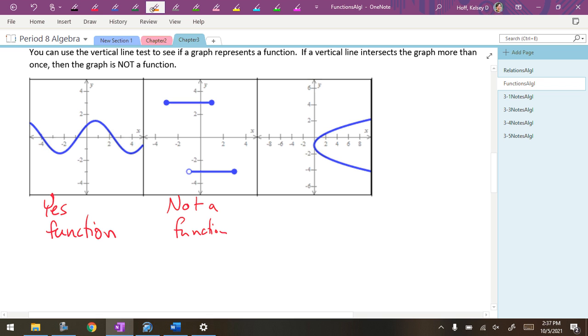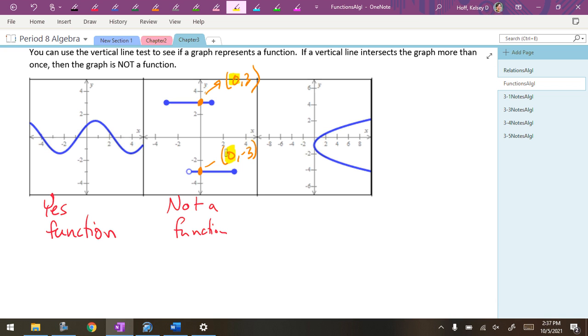Now I want to talk about this for a second. If I just pick these two points, where I would have a vertical line, this point would be 0, 3, and this point would be 0, -3. Look at your x values. They're the same. That's what we talked about up above. If you have a repeat x value, it's just like failing the vertical line test.